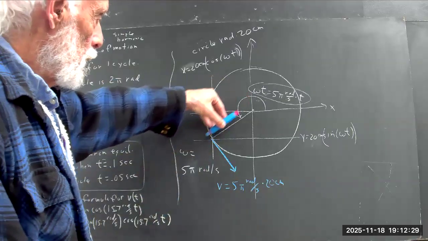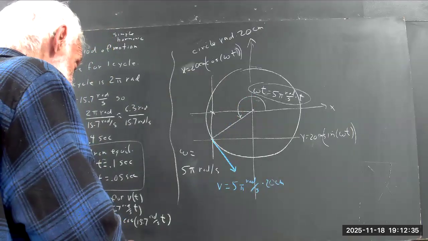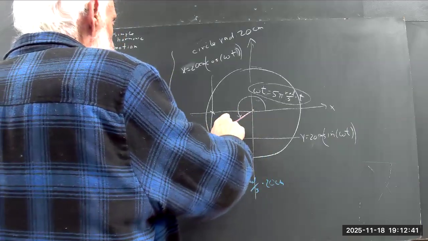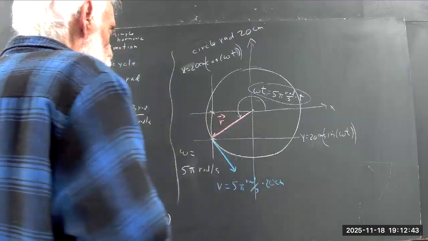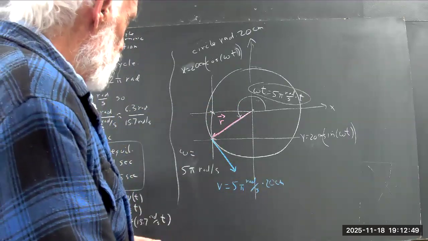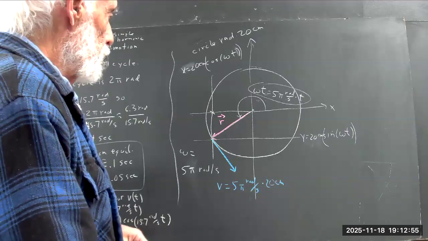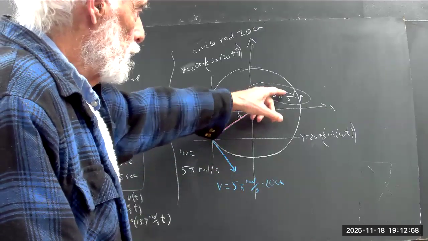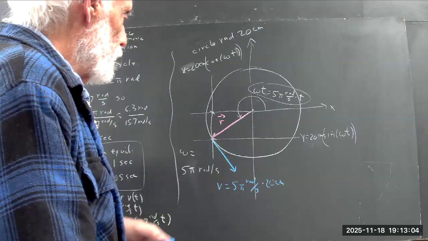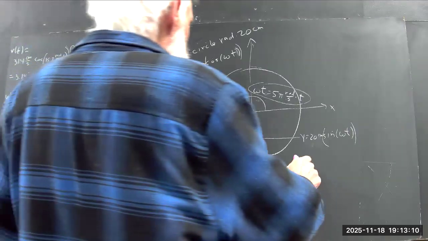Well, here's the direction of your R vector. We're used to R vectors, so I'm going to call this vector from this point to this point the R vector. The R vector has direction 5 pi radians per second times t, or, I don't have room to label it here. I'll have to write it over here.